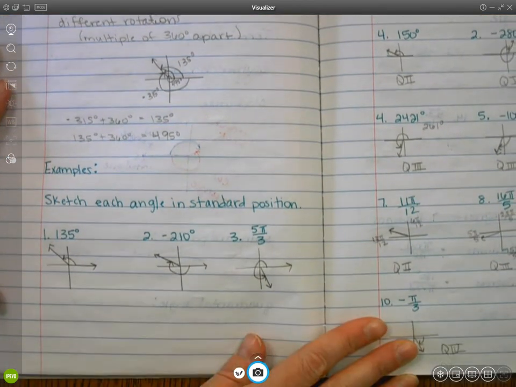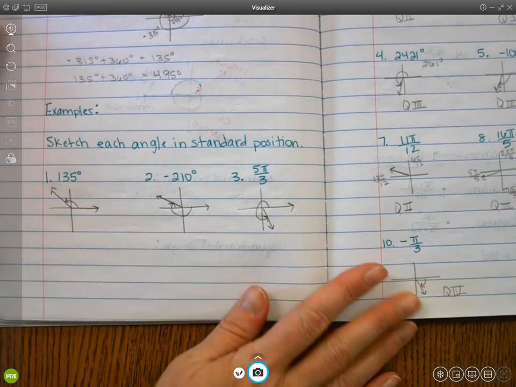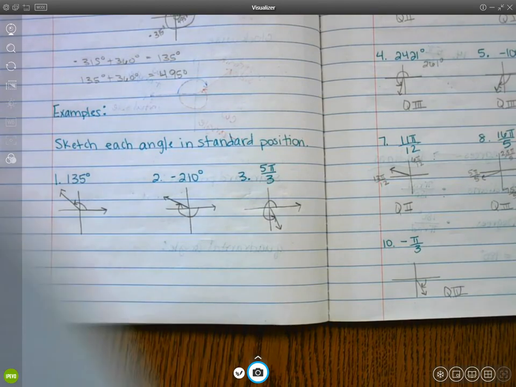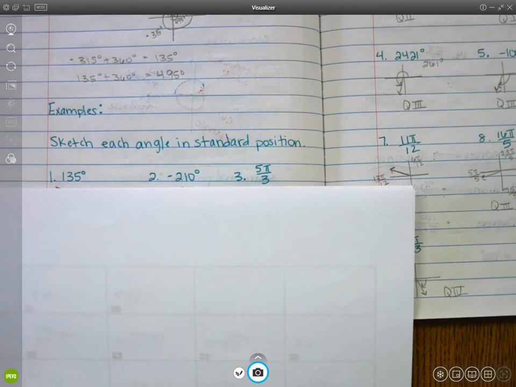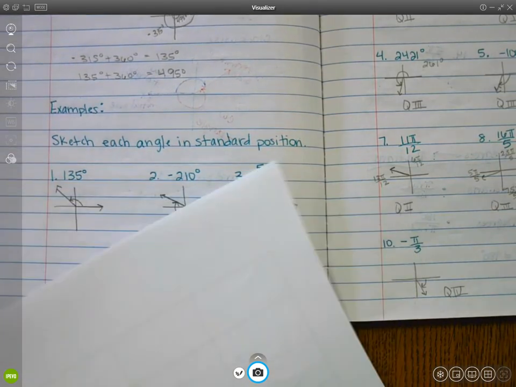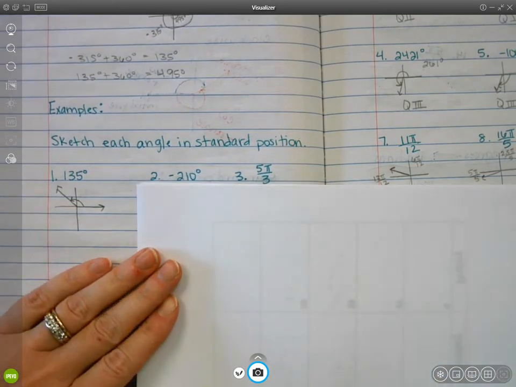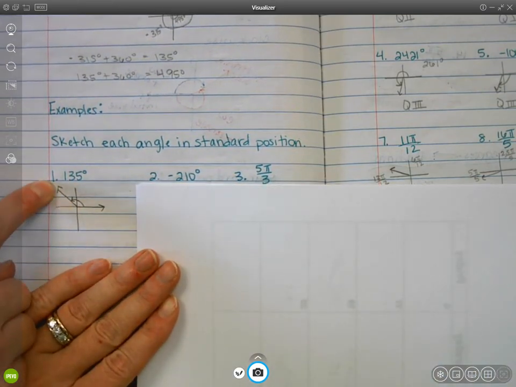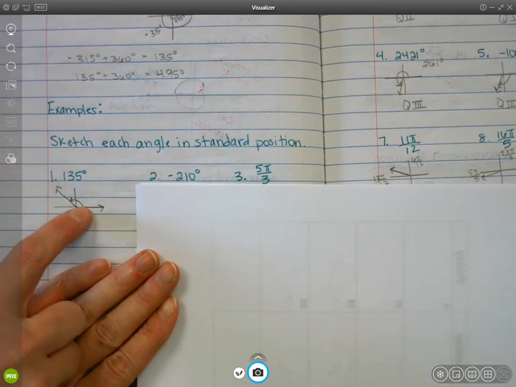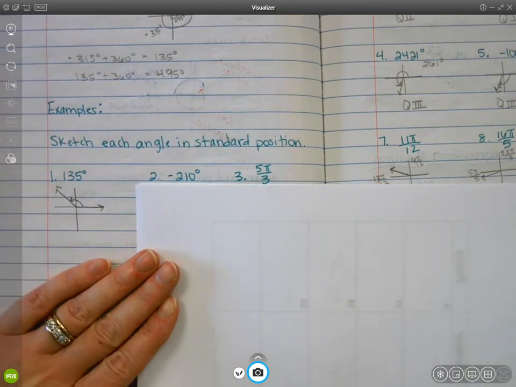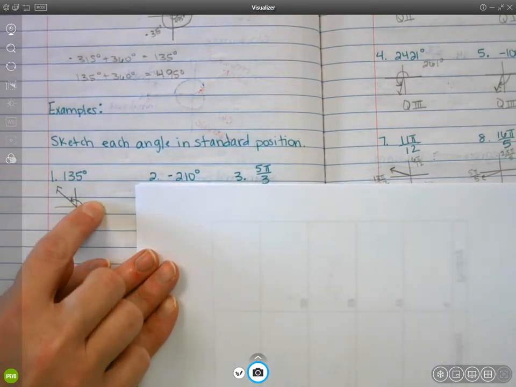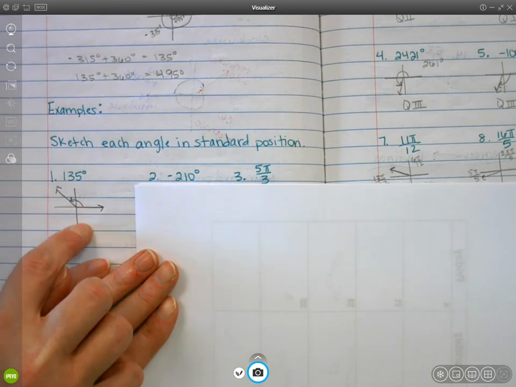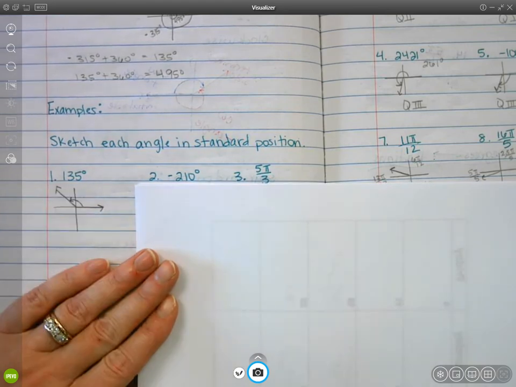Okay, so the first thing that we need to be able to do is, can we sketch an angle in standard position? If I ask you to sketch 135, you're going to draw an x and y axis, put a ray where 135 is, and then draw in the little arrow saying that I was going in the positive direction. Because if you just draw this, I don't know if you meant 135 or if you meant negative 315.